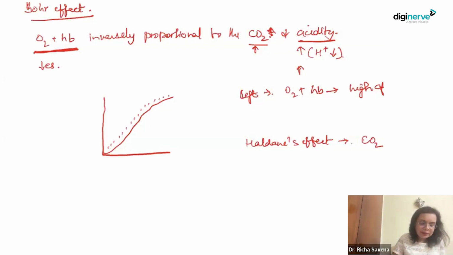Okay, and what happens in Haldane's effect is this is basically occurring in the tissues, where as a result of metabolism, carbon dioxide is being released and oxygen is deficient. So in these places, carbon dioxide combines with deoxygenated hemoglobin, which releases oxygen. So oxygen as a result is delivered to the tissues. So this is what Haldane's effect is about.